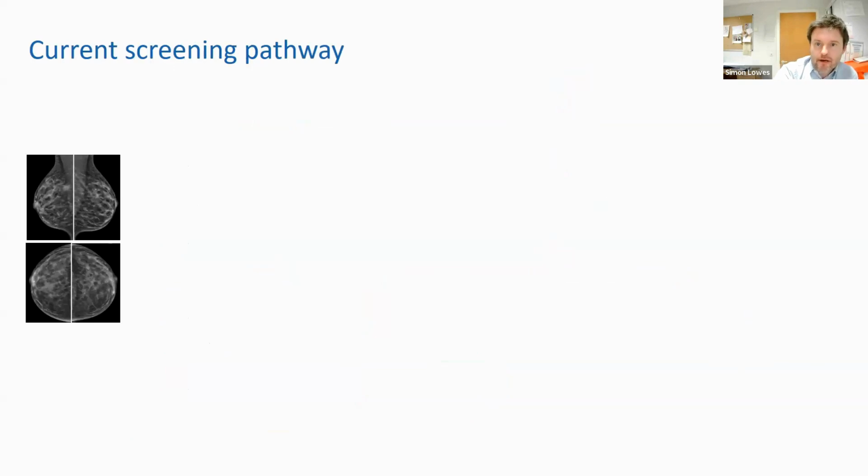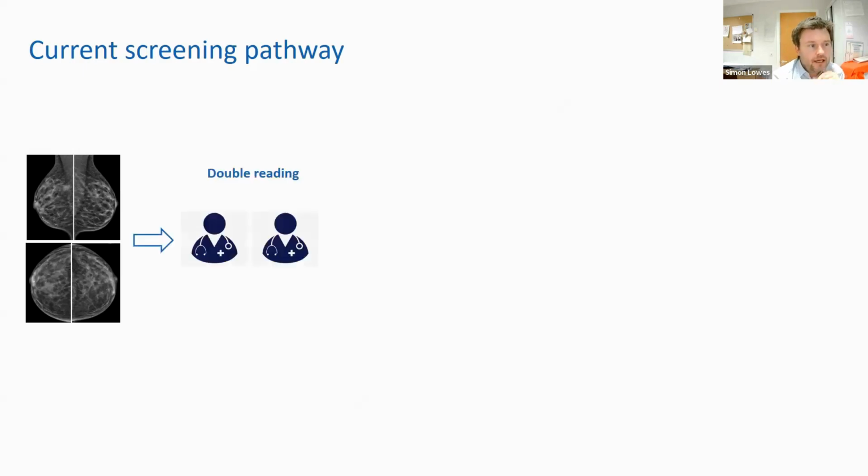So to tell you a little bit more about that screening pathway, because this is where AI, at least in the next few years, is most likely to integrate into our clinical practice most, we have 2 views of each breast for each patient. So that's 4 mammograms to review. If that patient has attended before, then obviously we'll have prior mammograms to compare it against. Each set of mammograms is double read, so either 2 consultant breast radiologists or 2 reporting radiographers trained in mammographic screening will look at the mammograms independently of one another.